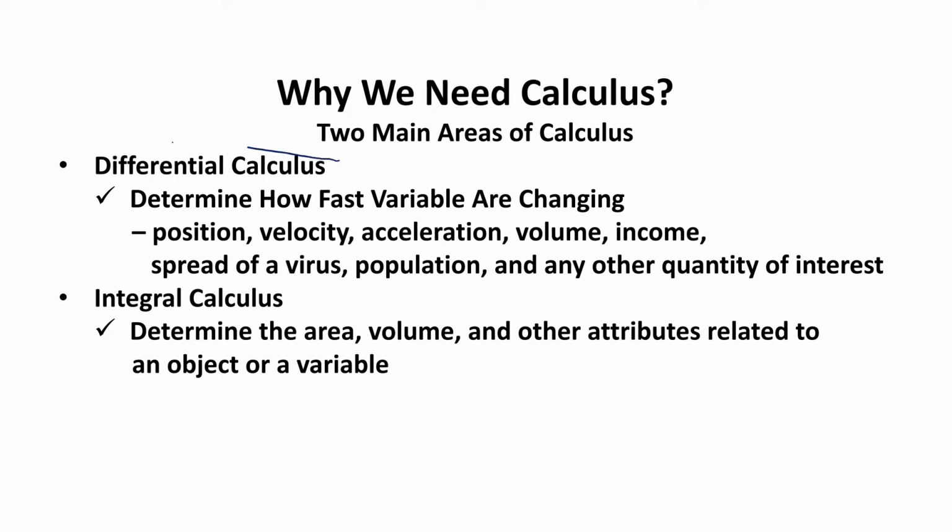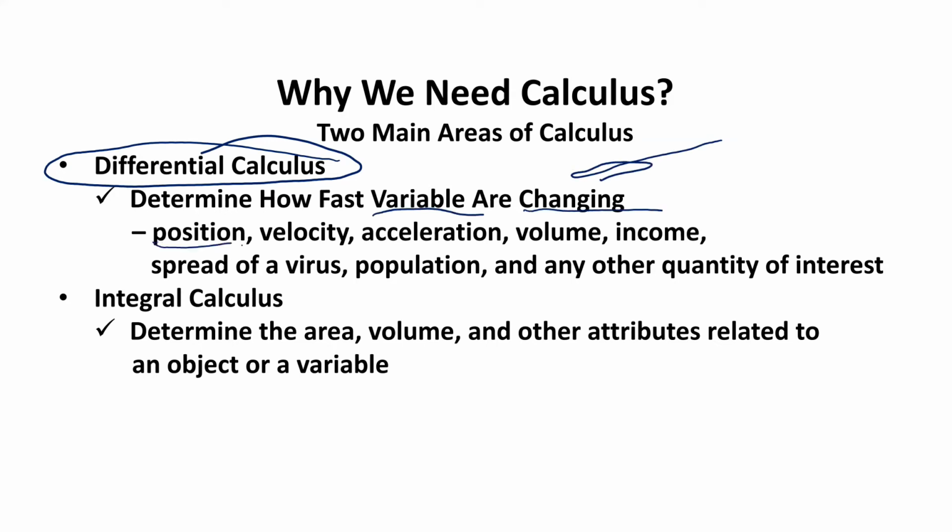There are two main areas. One is called differential calculus, and it determines how fast variables are changing, like position, how fast you're going, your velocity, your acceleration, how fast you're changing speed, how fast volumes are changing, incomes changing, how fast the spread of a virus is changing. In fact, we can use calculus to analyze coronavirus spread, population, and any other quantities of interest, how fast they are changing. The other main part of calculus is called integral calculus.